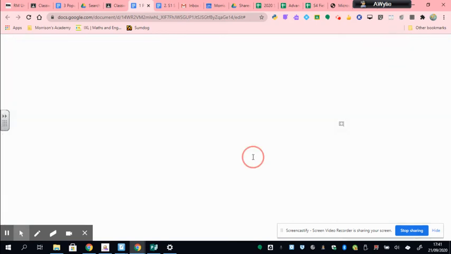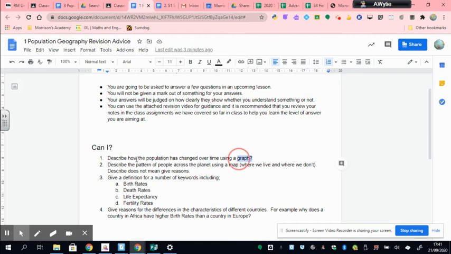So the first question is going to show you a graph, and it will be a graph that shows you the population of the planet and how it has changed over time. Now, you are not going to be asked to give reasons for why the graph has changed. You're just going to be asked to describe those changes.